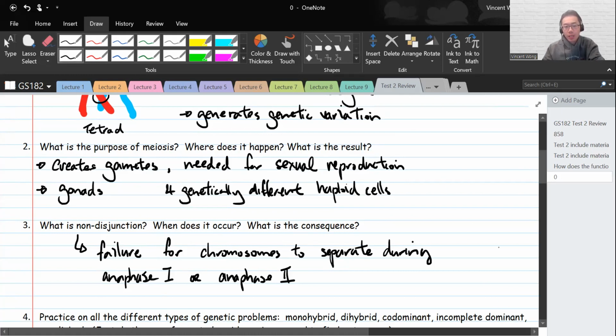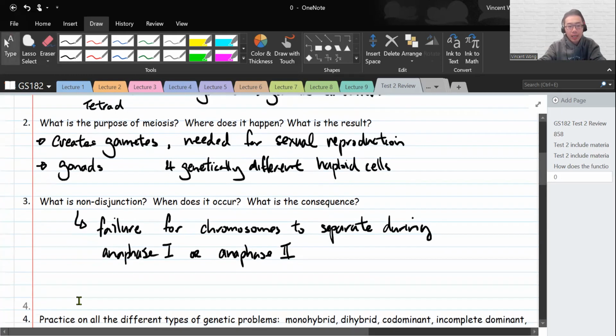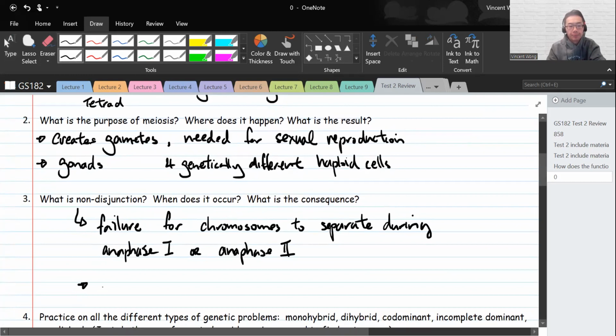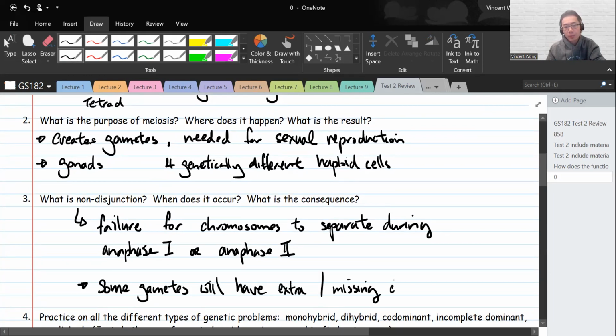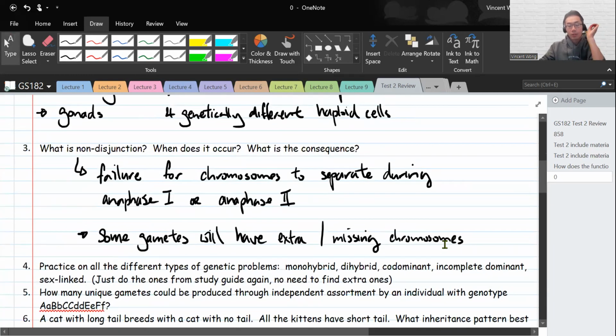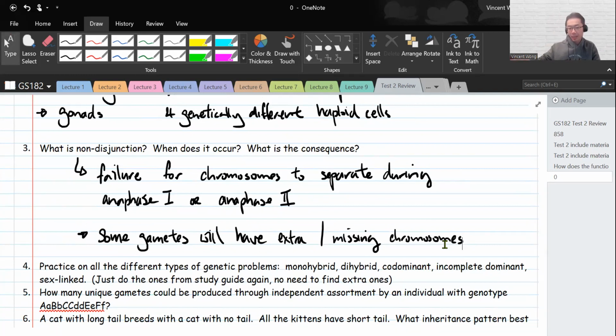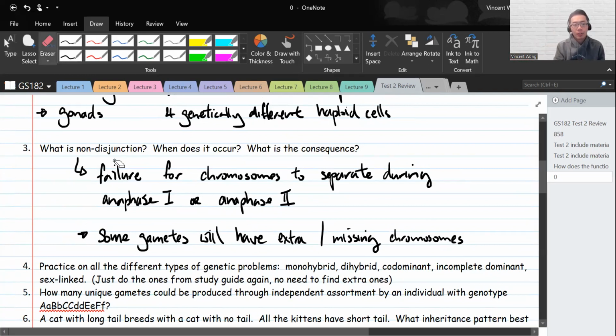What is the consequence? The consequence of this is you will end up having some gametes that will have an extra or missing chromosome, depending on whether it is on the receiving end of that chromosome that didn't separate, or if it was missing that particular one. That's all you have to know for non-disjunction.